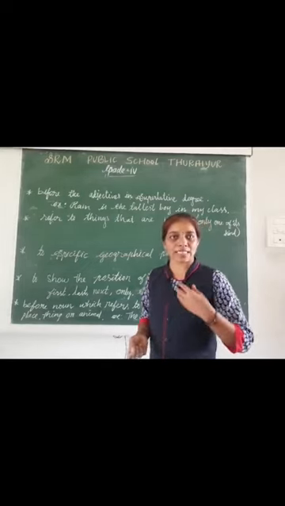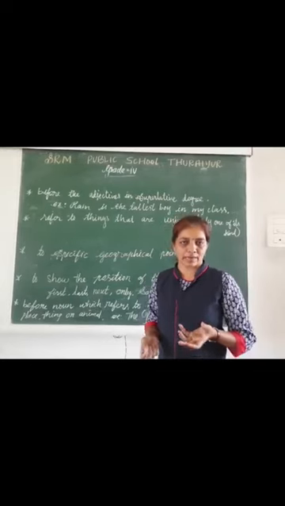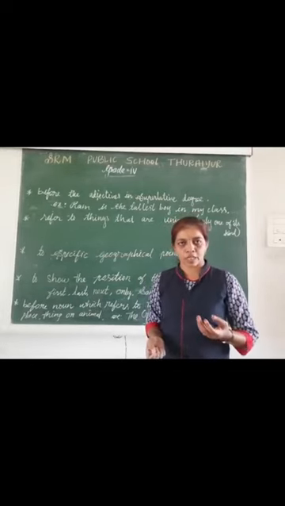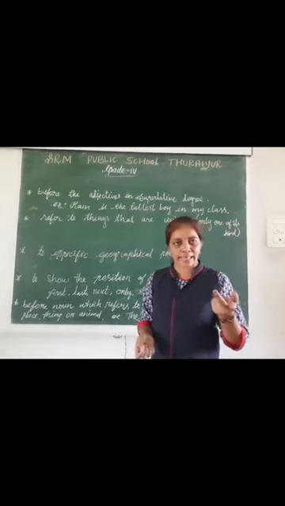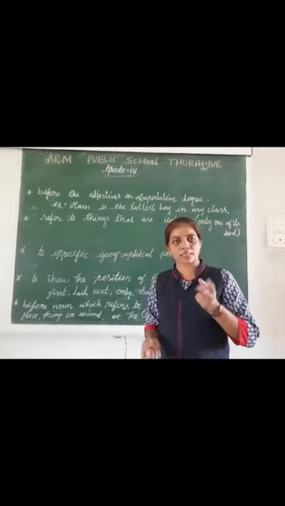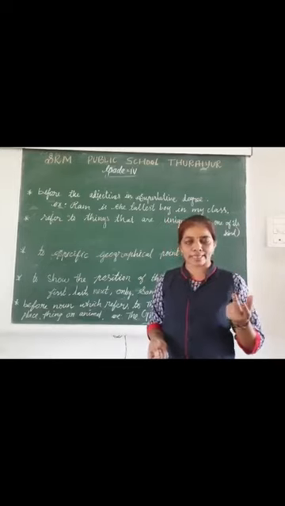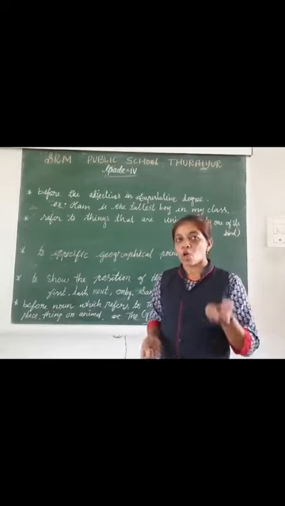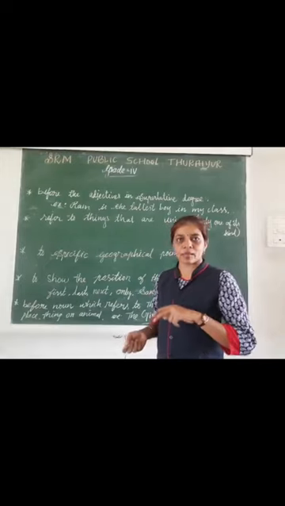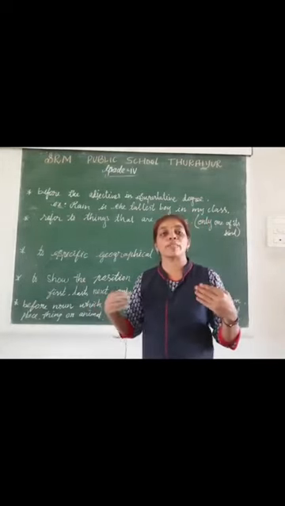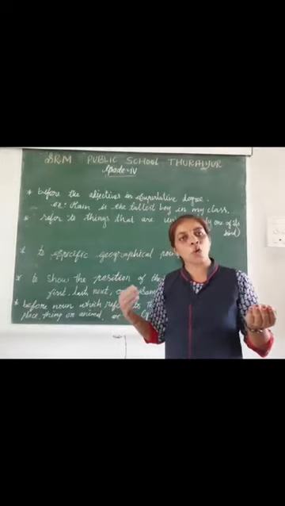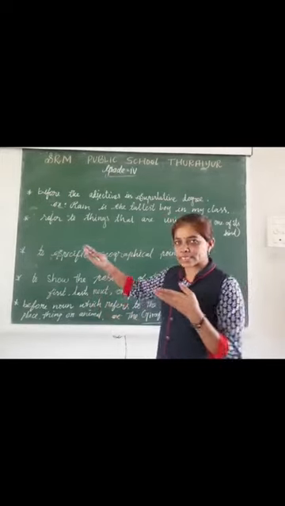What is the positive degree? Describing only one person, one thing or one animal. That is the positive degree. What is the comparative degree? Comparing two things, two animals or two persons. That is the comparative degree. What is the superlative degree? Comparing more than two things, persons or animals. That is the superlative degree.